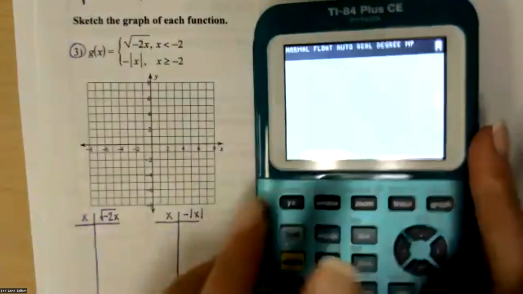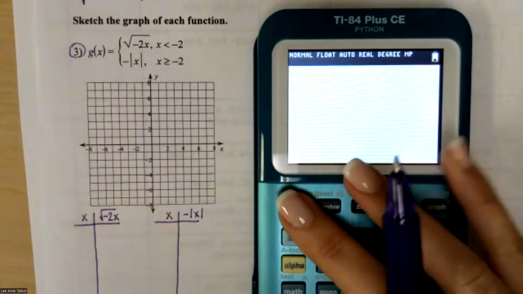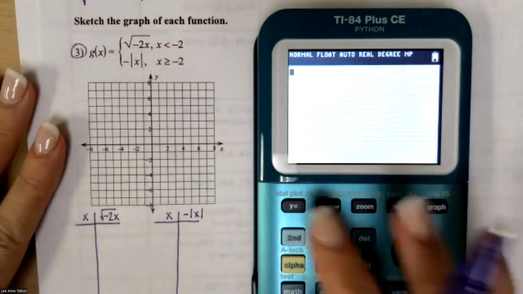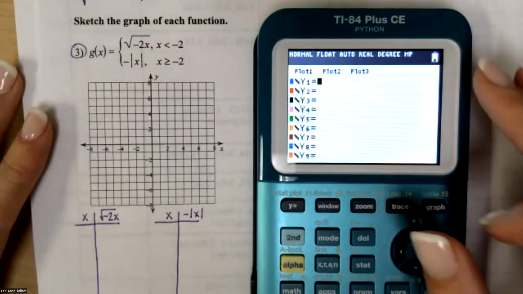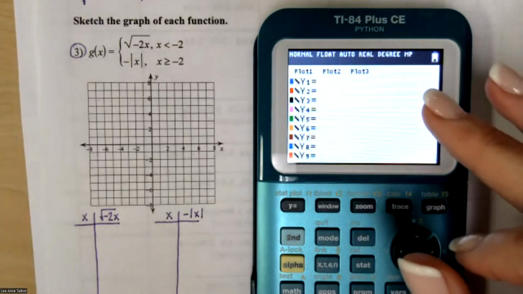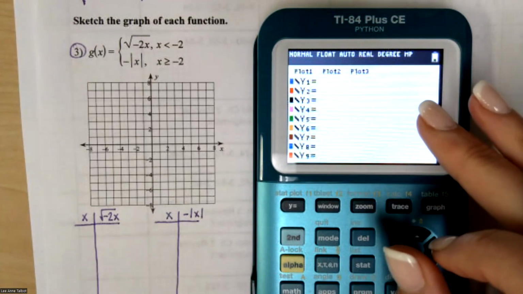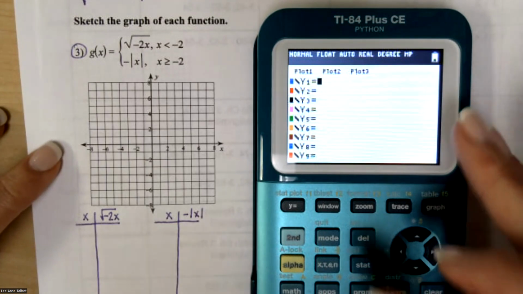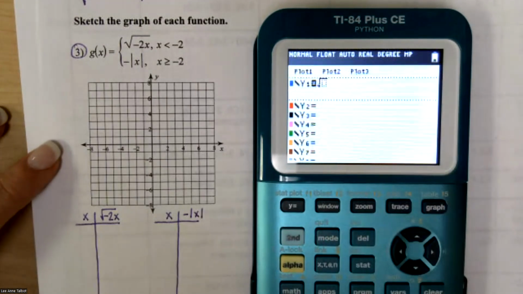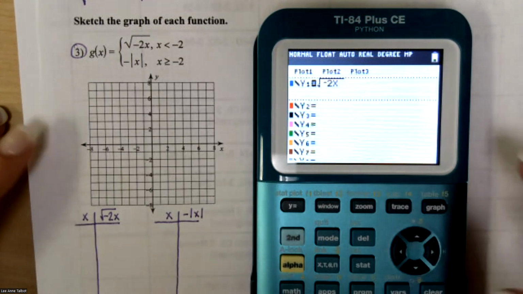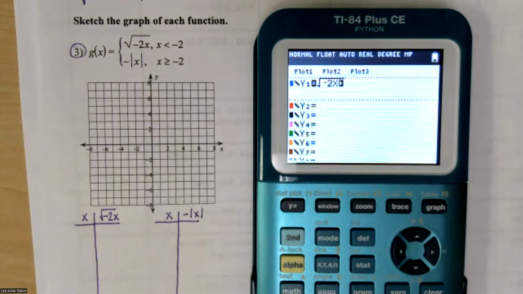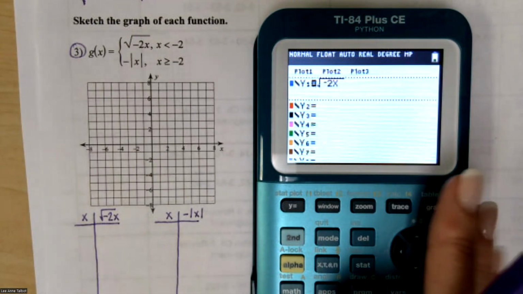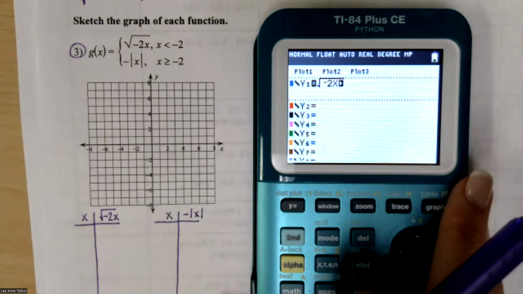All right, so I'm going to go to the graphing calculator. I'm going to go to y equals. We're going to be using the graphing calculator quite a bit today. So if you don't have one, you could grab one at any point. I'm going to put square root of negative 2x. Some people in the class might be starting to get anxiety about the fact that there's a negative under the square root, but don't worry about that at this point. It's okay.